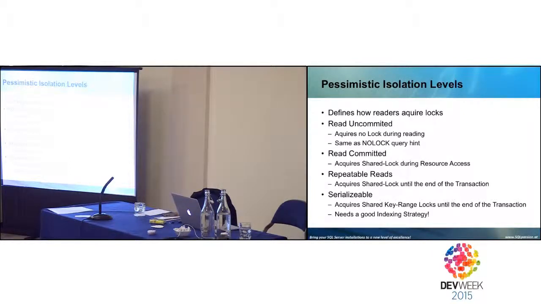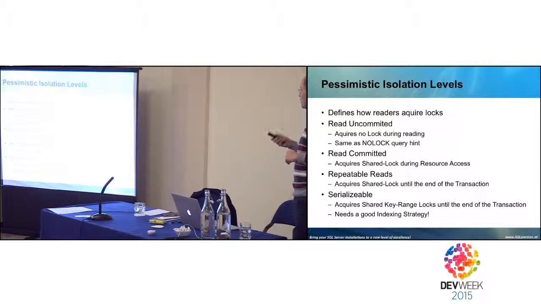Therefore, we have the isolation level repeatable read. With repeatable read, we acquire our shared locks when we read the record, and we only release that shared lock at the end of our transaction. When we perform our commit or rollback, means when we are holding our shared locks till the end of the transaction, it means that nobody else can change that record, because the exclusive lock is blocked by the shared lock. Means we have achieved a read stability. We can read these records multiple times and we always see the same information.